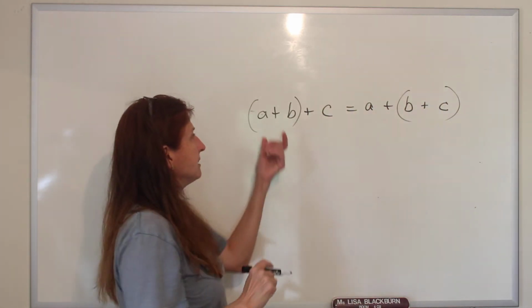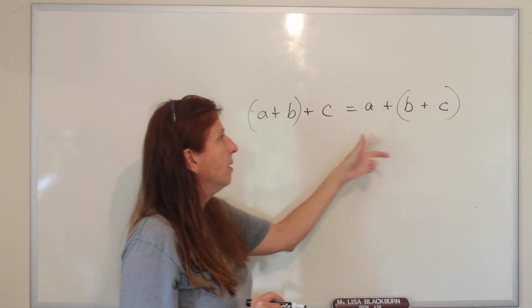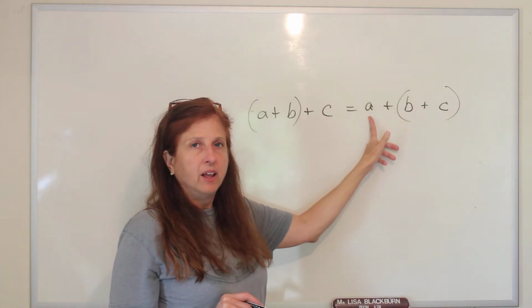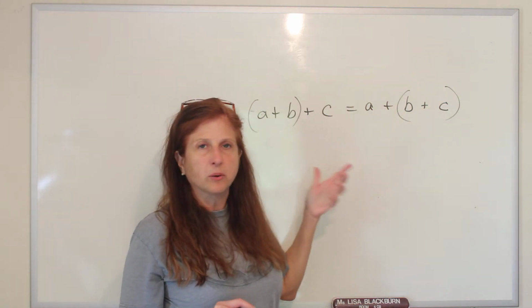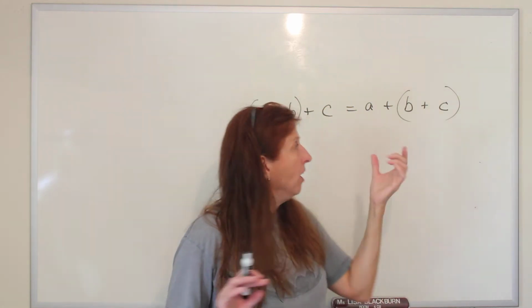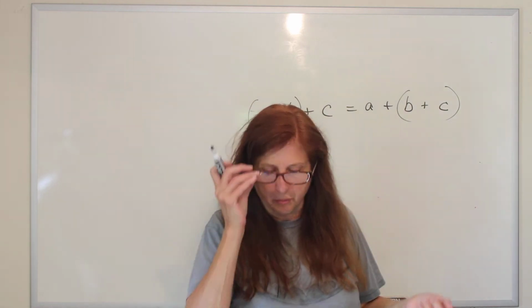Okay? It doesn't matter if you add A and B first, then add C to them, or if you add B and C first, then add A to it. So it doesn't matter which one you do first. That's the associative property. See how they're associating? That one's a little easier to remember.